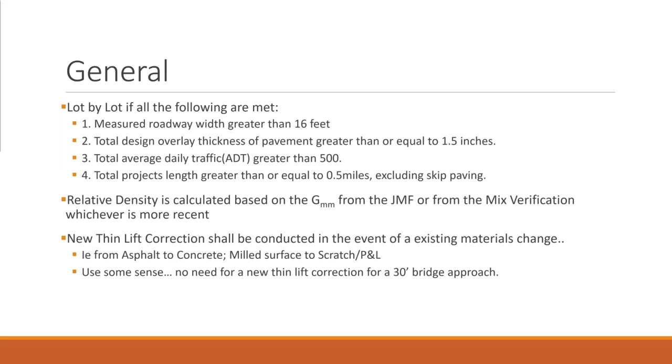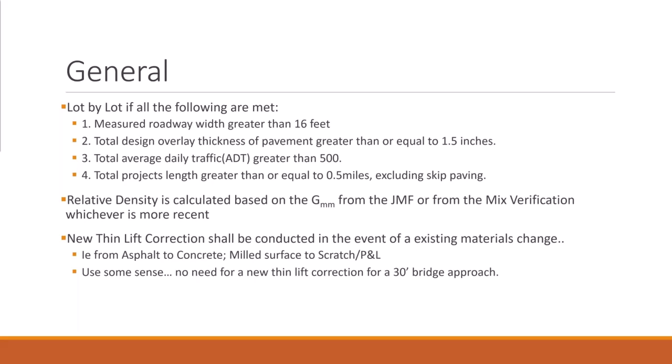Just as some general things, I don't think we mentioned this at the very beginning, but here are the 4 scenarios where everything has to be met for a lot by lot to happen. Roadway has to be greater than 16 feet. You have to pave at least 1.5 inches total thickness. Daily traffic has to be 500 or greater. And then you have to at least pave a 1/2 mile, and that's excluding skip paving. So no 1/4 mile here, 1/4 mile there kind of projects.